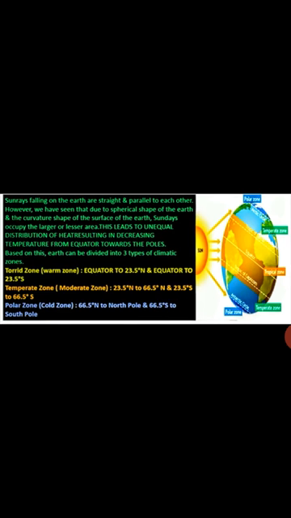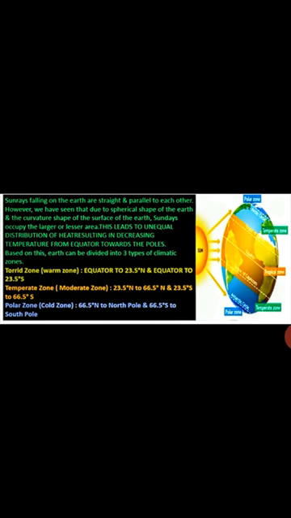So students, the temperate zone, that is the moderate zone, is from 23.5 degrees north to 66.5 degrees north and 23.5 degrees south to 66.5 degrees south. And the polar region means a very cool zone. Okay, cold zone, 66.5 degrees north to the north pole and 66.5 degrees south to the south pole.